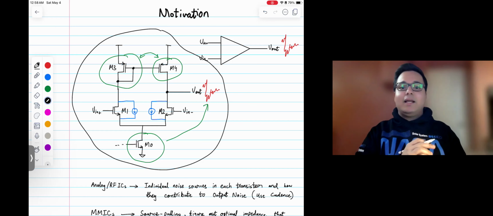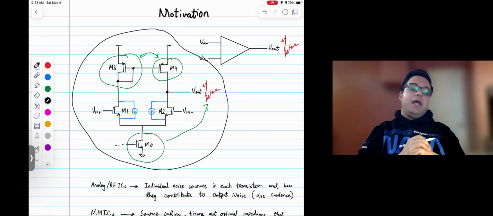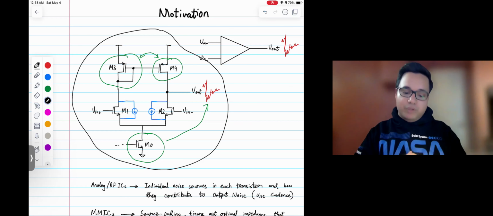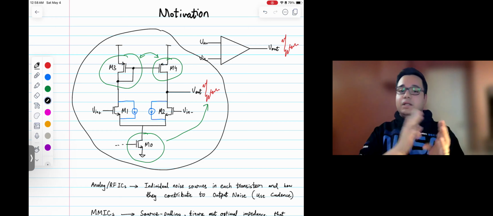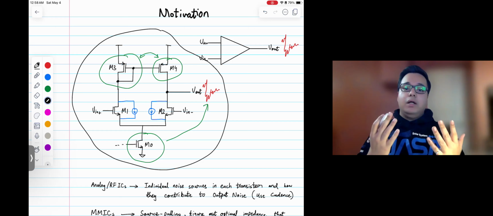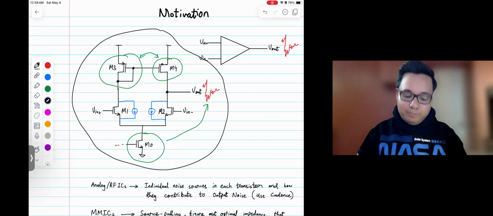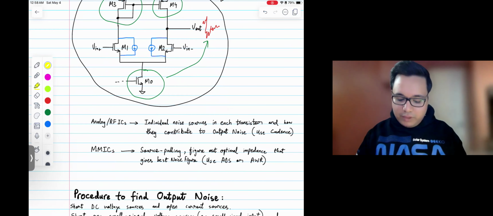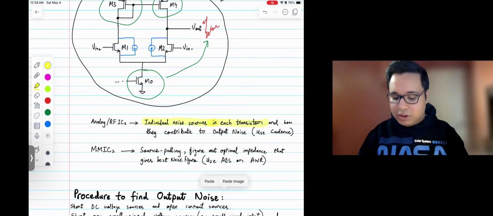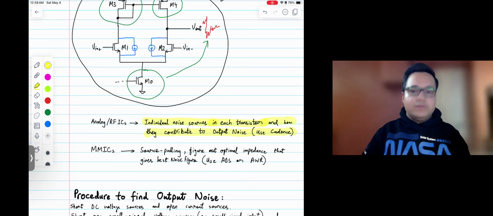And then we can discuss which component in the schematic contributes the highest noise, and we can see why, right? And we can also see the design parameters through those expressions. We can also see the design parameters that need to be adjusted to achieve the lowest possible noise, or to reduce noise relatively. So that's the motivation, right? And the method that I just mentioned, individual noise sources in each transistor, and how they contribute to the output noise. This method is usually used for analog and RF circuits as well.